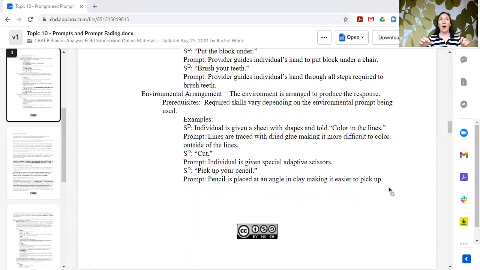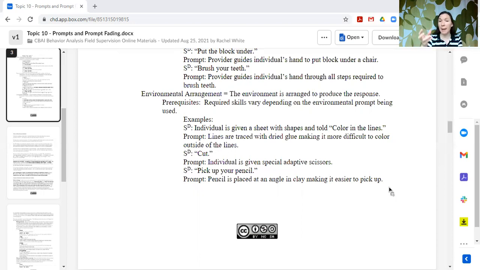Oftentimes, this is more of a stimulus prompt, but it can be a little bit of a response prompt, and I'll kind of talk about those. So a stimulus prompt, you might set it up like coloring in the lines. Maybe the line itself is traced with glue and dried glue so that the learner feels that line instead of just visually seeing it. They feel it there when their crayon hits it, right? So maybe that is an example of environmental arrangement.